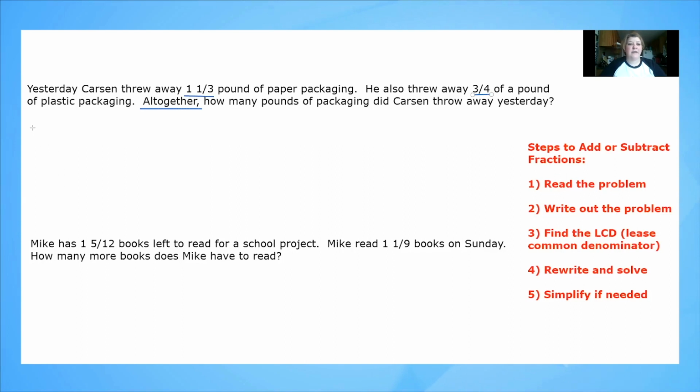So I'm going to write our problem. We're going to have 1 1/3 and since we are going to combine it, that means we're going to add. So we're going to add 3/4.